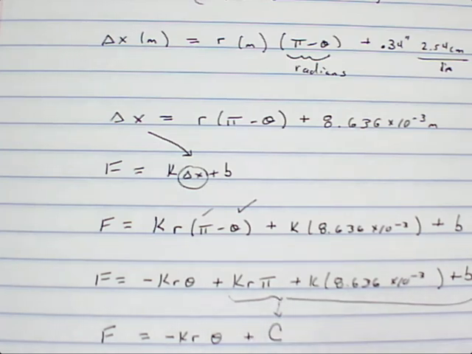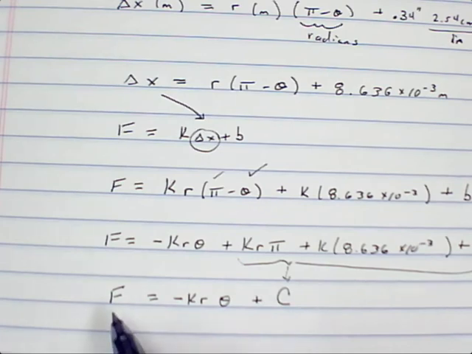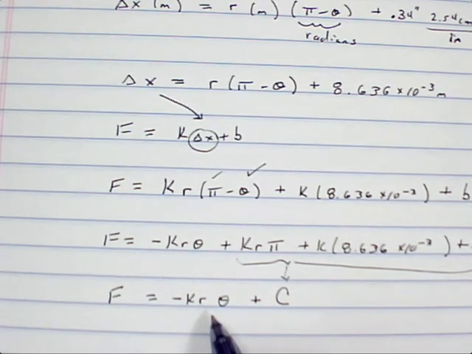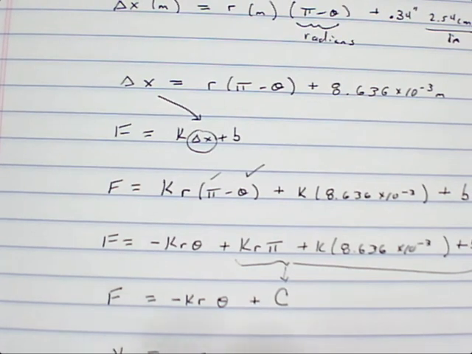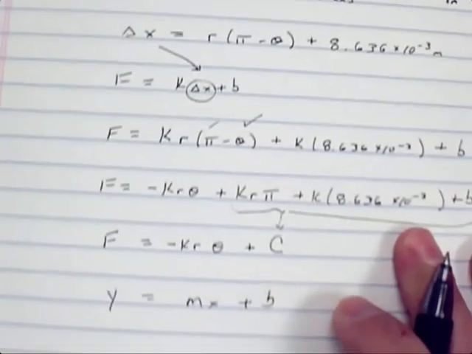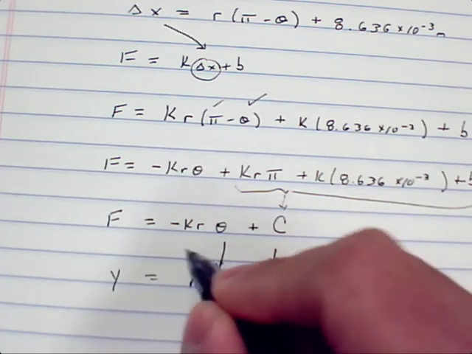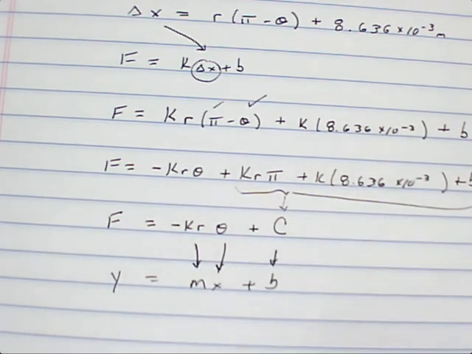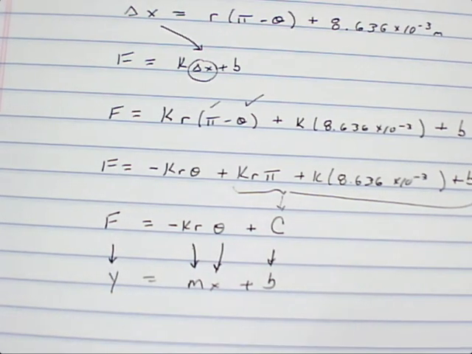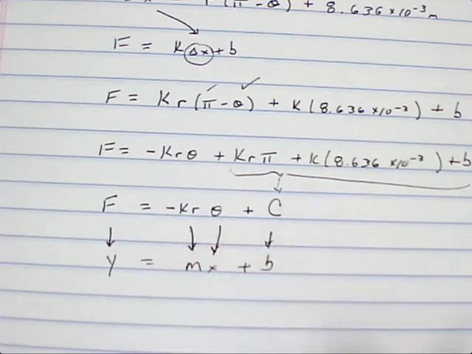So again, we just look like we have a linear equation, y equals mx plus b, right? Where if you had y equals mx plus b, this is that. Theta is the x, and the slope is minus KR, and that F is your force. Always remember that theta needs to be in radians.